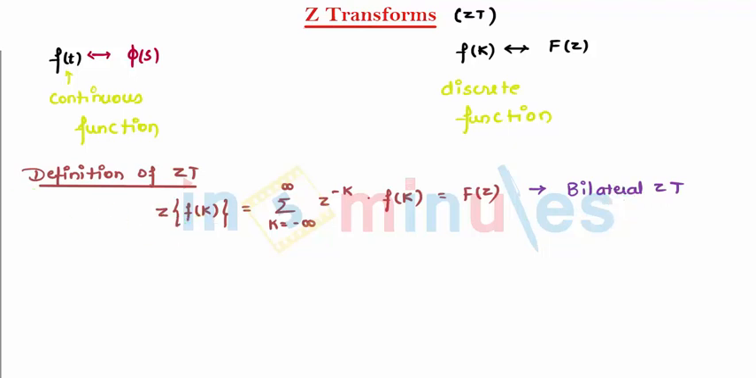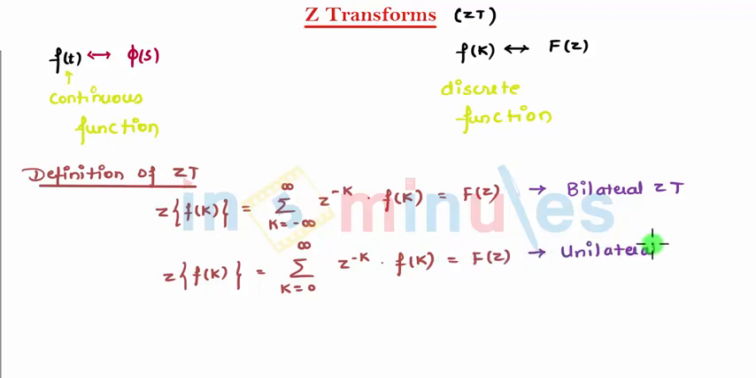We also have the unilateral one. Z of f of k is given by summation k equal to 0 to infinity z raised to minus k into f of k, which is again F of z. Here we say unilateral Z.